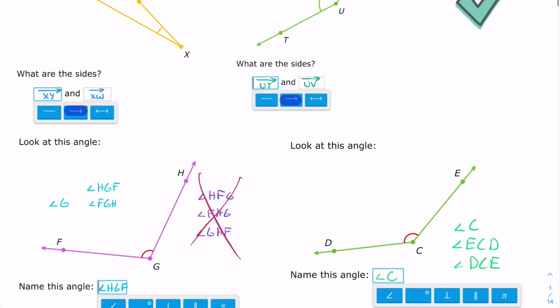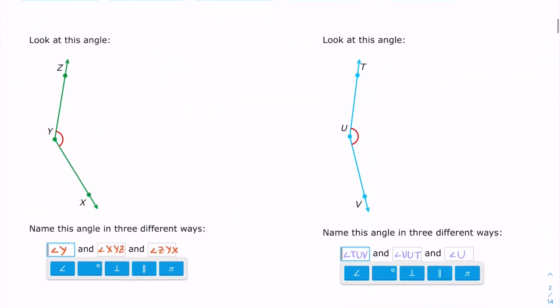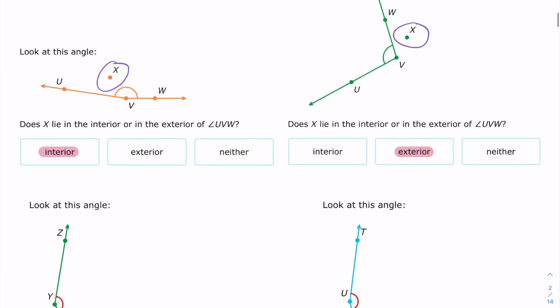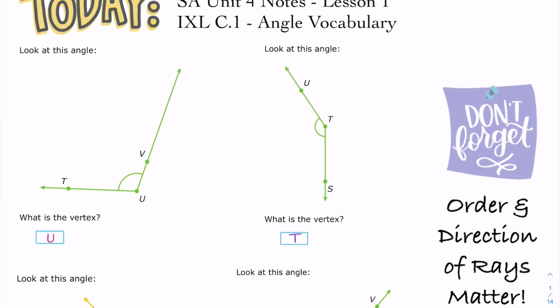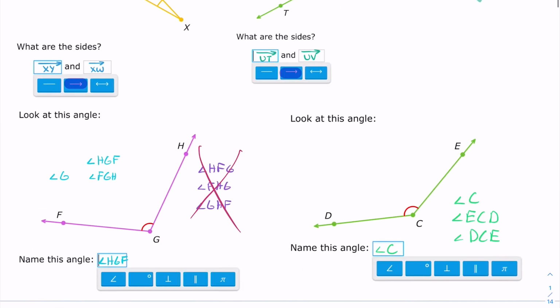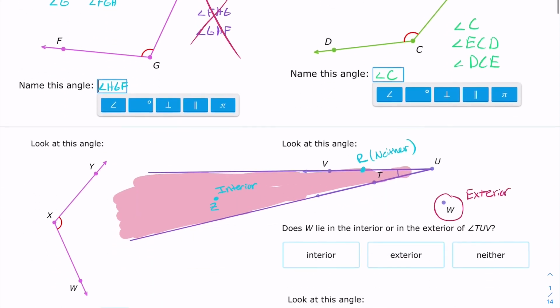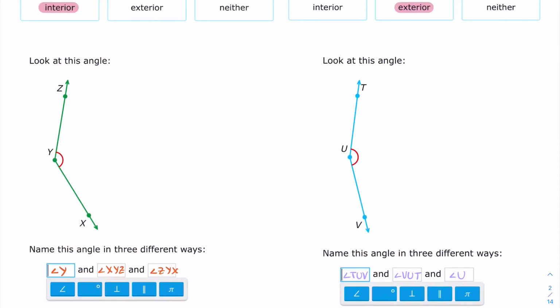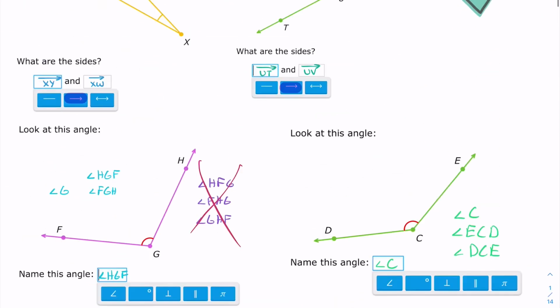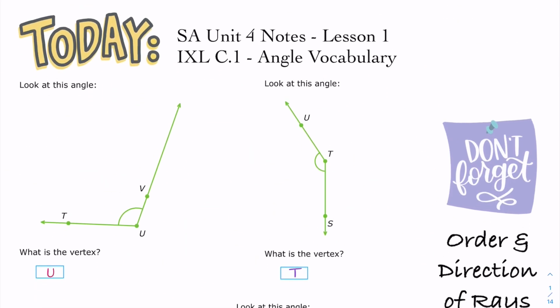That's pretty much what this unit is asking you. This lesson, C1, is to just name these angles and name their rays and all of that. So name it by its vertex, name it by its rays, name an angle in any particular form as long as it's not sharing a side with another angle, determining interior and exterior, and then naming these angles in 3 different ways. All right, and that is C1 angle vocabulary. Good luck.